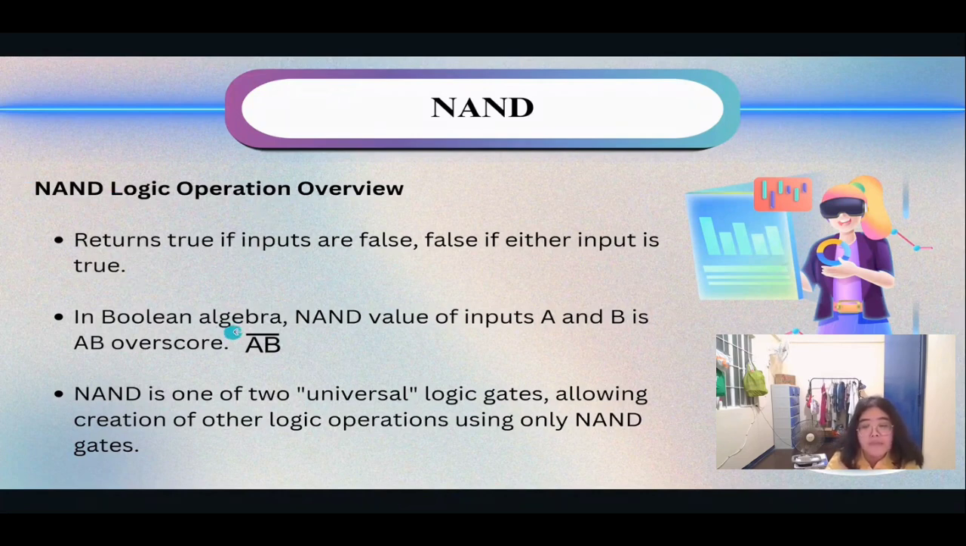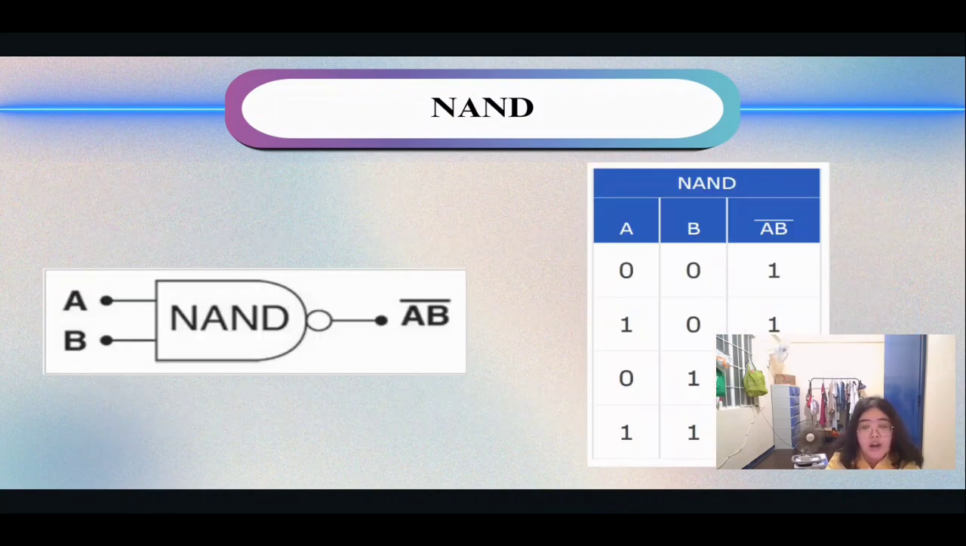Next one is the NAND logic operation. It returns true if both inputs are false, and false if both inputs are true. It is written as A·B with an overscore. This is the symbol of that. NAND is one of two universal logic gates, allowing creation of any logic operation using only NAND gates.